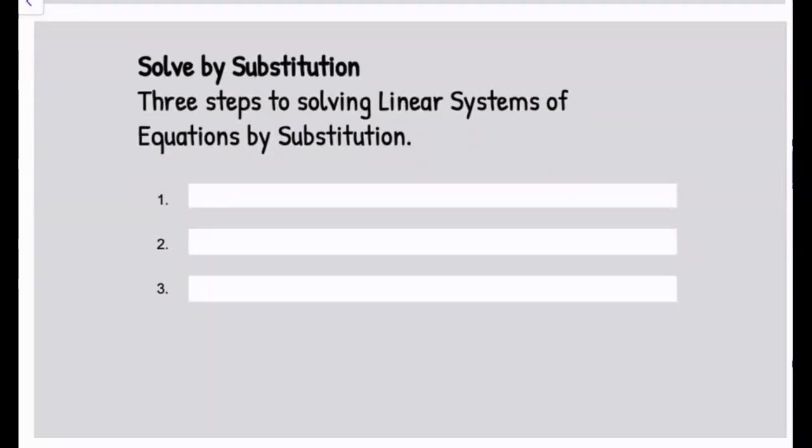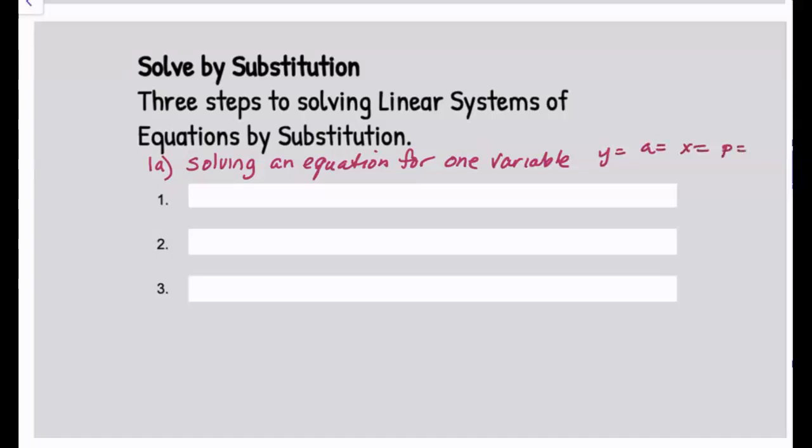There are 3 steps to solving linear systems of equations by substitution. There's actually 4, but the first step we are not going to do in this class, and that step would be, let's call this 1A, solving an equation for one variable. And that would be something like y equals, a equals, x equals, p equals. So they would already be solved for one equation. And we would always want to choose the easiest one, but that will be done for us.